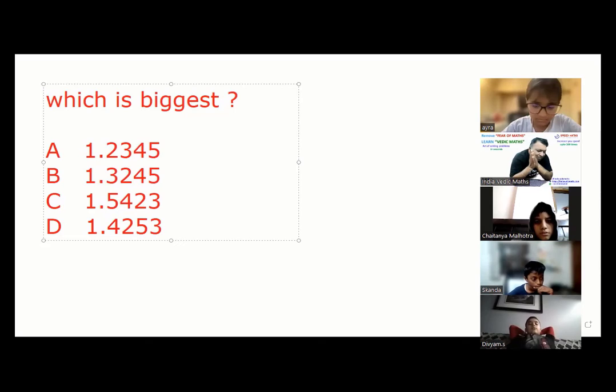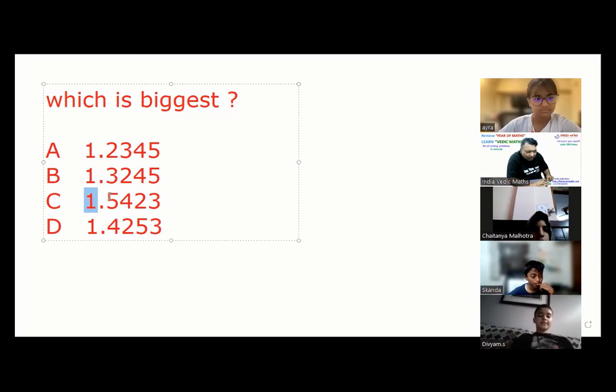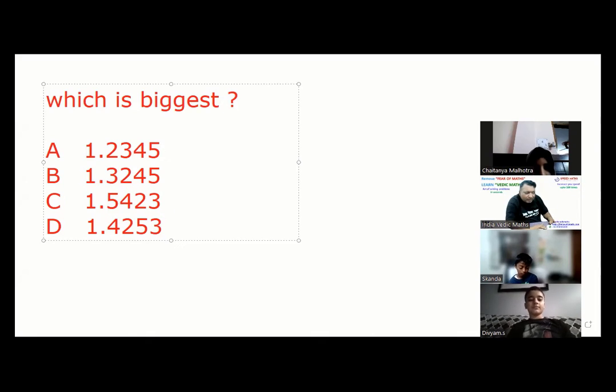Why is it bigger, Divyan? Because when you compare 1 and 1, 5 is the biggest, and then 4 is also bigger than all the other numbers. So 1.5, C is bigger, correct? Let's try the next one. Let's see who does it correctly this time.